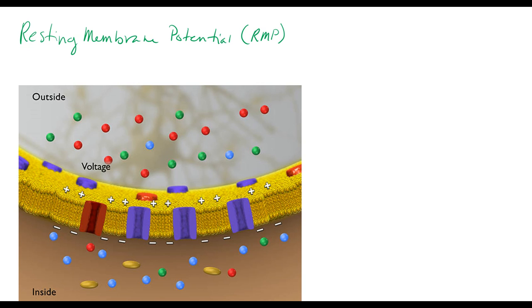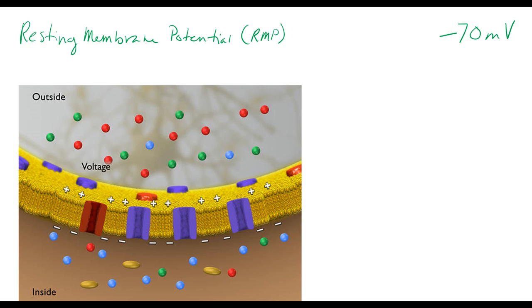Okay, so the resting membrane potential is describing the differences in the charges on either side of the membrane. Essentially what it means is how much more negative is one side of the membrane than the other. So at rest, your cells hold a resting membrane potential of about negative 70 millivolts.